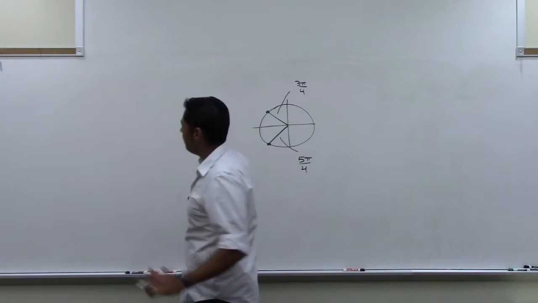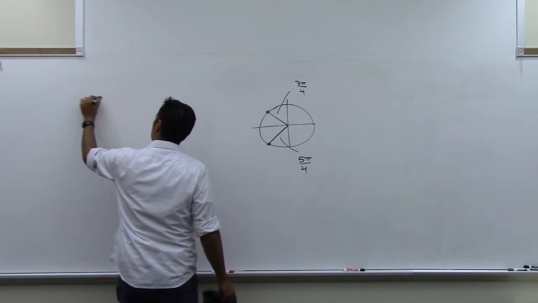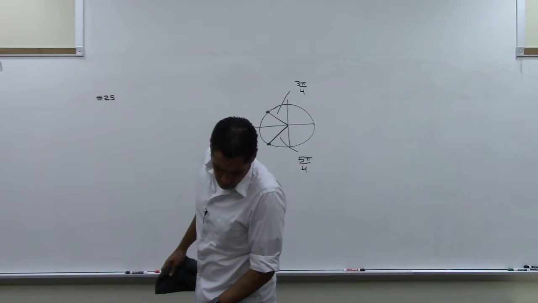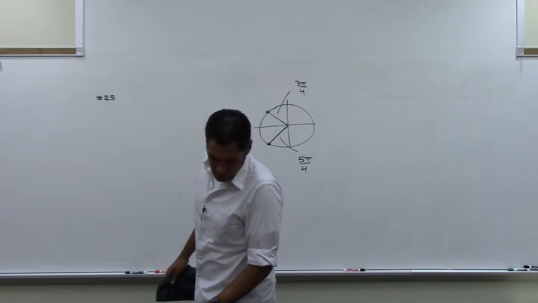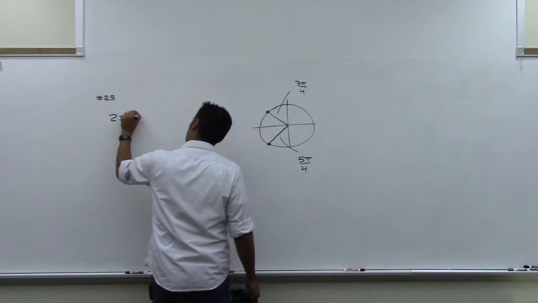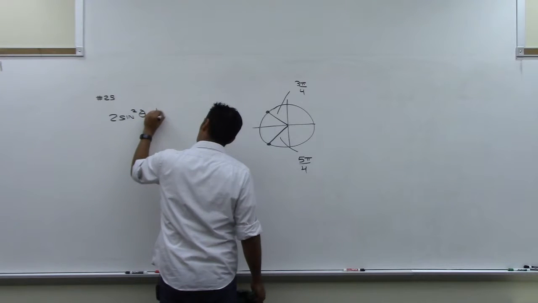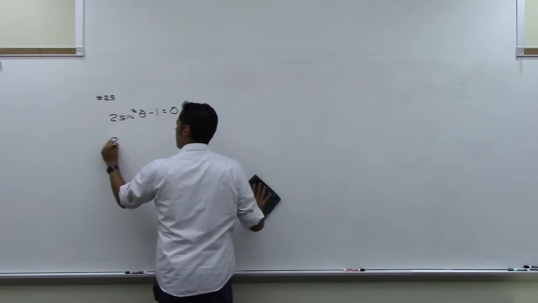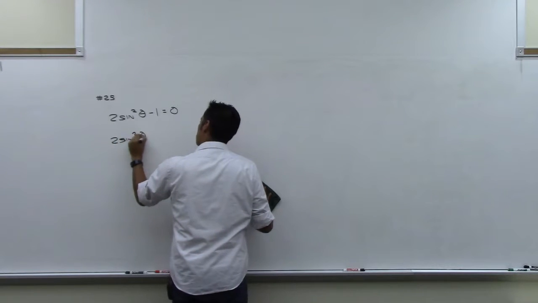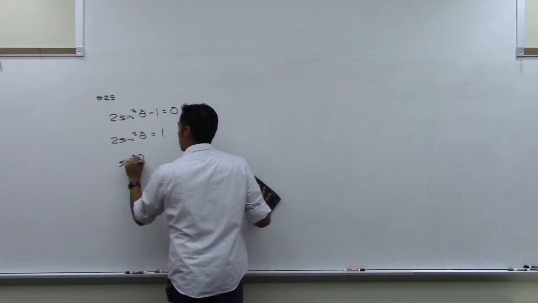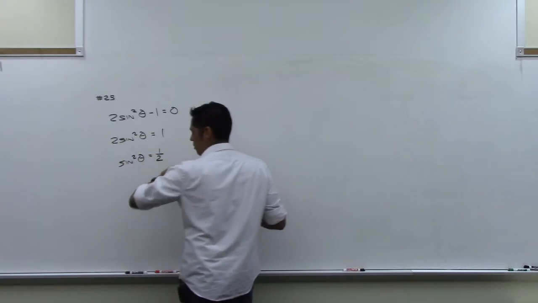25. Making sure I'm not missing any. 2 sine squared theta minus 1 equals 0. I'm going to isolate the sine squared. 2 sine squared theta equals 1. It's adding 1 to both sides. I'm going to divide by 2.